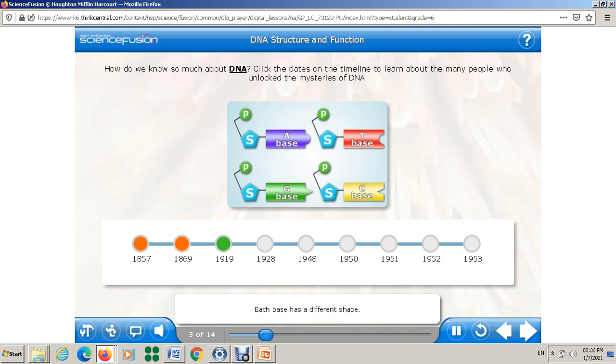Each base has a different shape. Look how adenine, A, looks. Look at T, thymine, how it looks, and they have different shapes. And G, guanine, C, cytosine. Each one of them has a different shape, as you see.